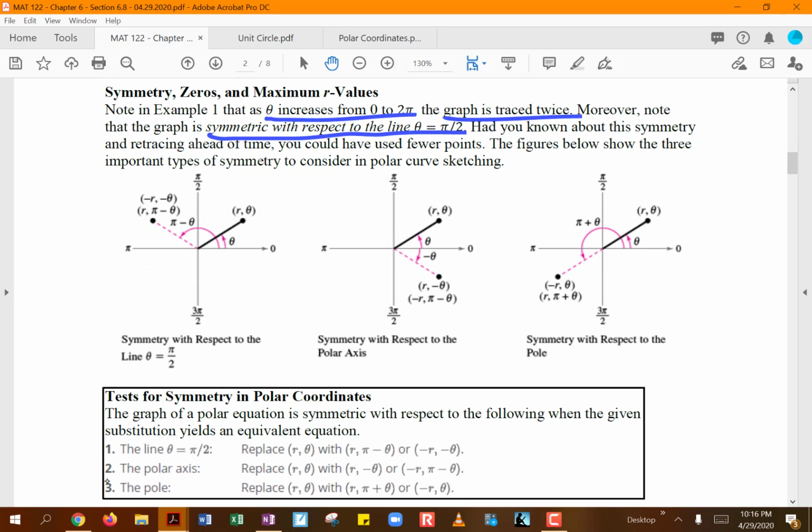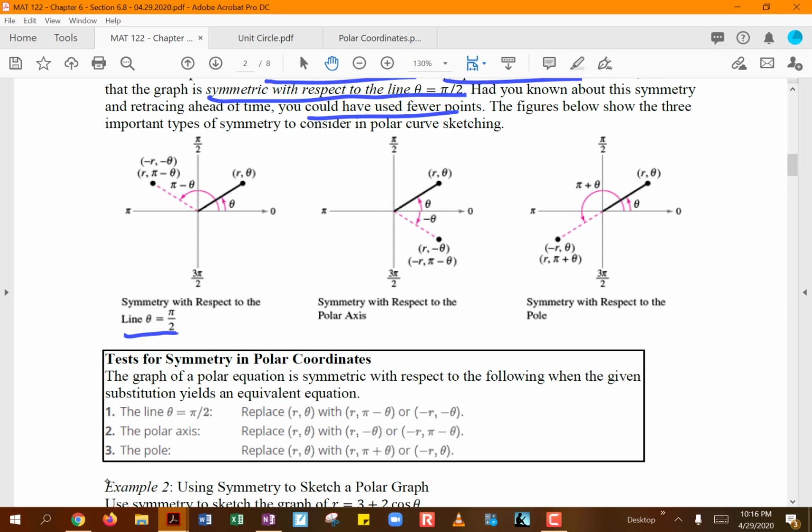They're saying, had you known about the symmetry and the retracing ahead of time, you could have used fewer points to graph your function. So let's look at 3 different types of symmetry. You have symmetry with respect to the line pi over 2, which is this line over here. Symmetry with respect to the polar axis, which is this line over here. And then symmetry with respect to the pole. Remember, the pole is basically the origin. So if you take the distance of this line from the origin, it's going to have the same distance if you go in the opposite direction from there.